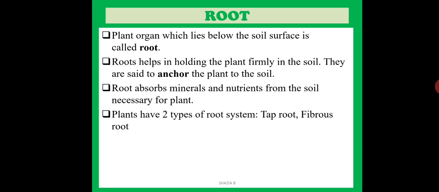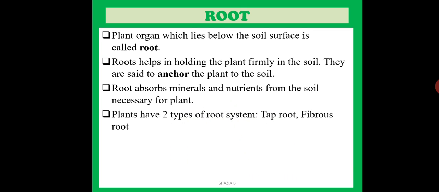Now we have discussed the leaf. The other part we have discussed is the stem and leaf. Now we will move on to our next part, which is our root. Root is mostly seen as an organ of the plant which lies below the soil. Usually the roots are underground.